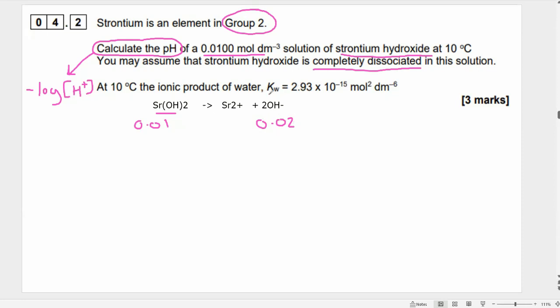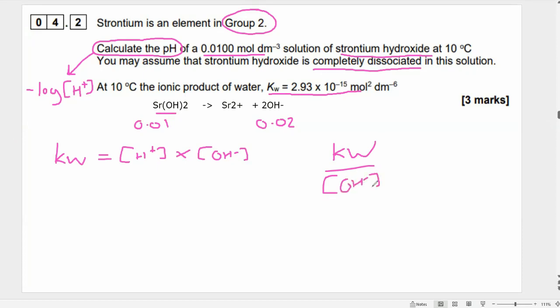The next thing to do is you need to know about the ionic product of water. And the bit you need to know for A-level chemistry is that Kw, which is the ionic product of water, is equal to the hydrogen ion concentration multiplied by the hydroxide ion concentration. So your goal here is to find out the hydroxide ion concentration and then rearrange so that you can isolate the hydrogen ions and minus log to get the pH. So let's go ahead and do that now. How would you rearrange this equation to make hydrogen ions the subject? And of course, nice and easy, we're going to go Kw divided by the hydroxide ion concentration.